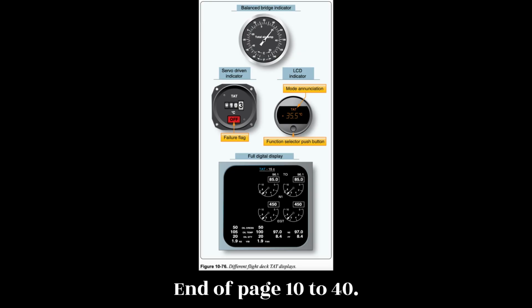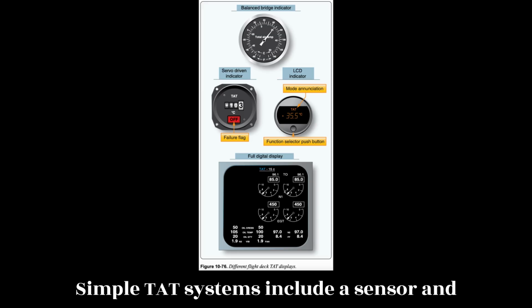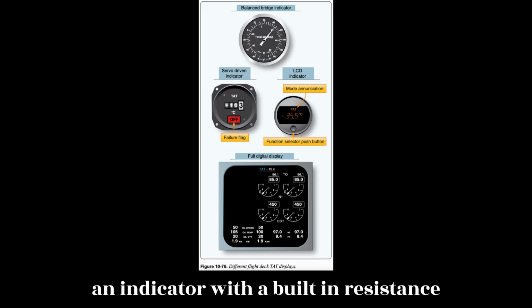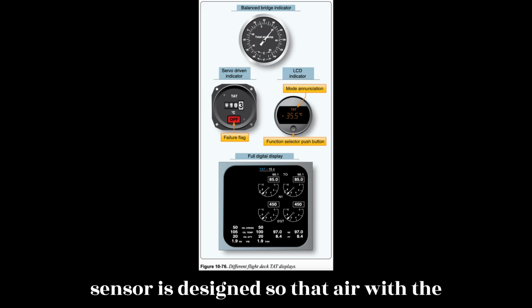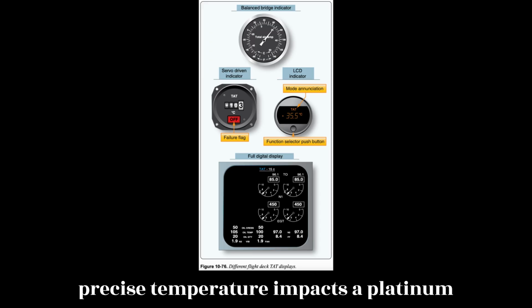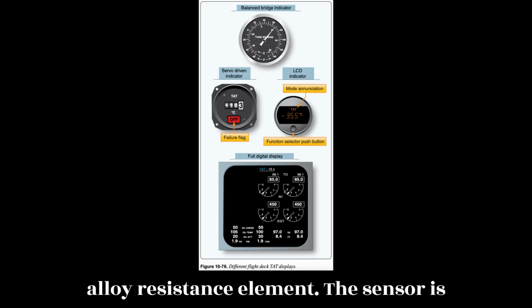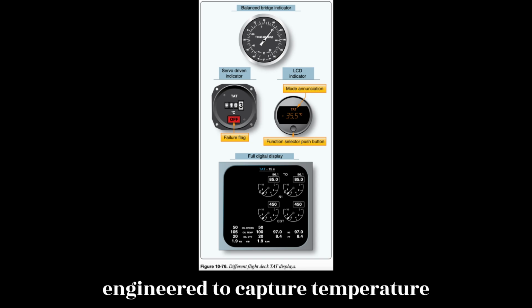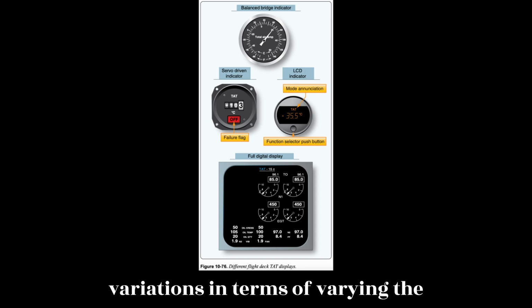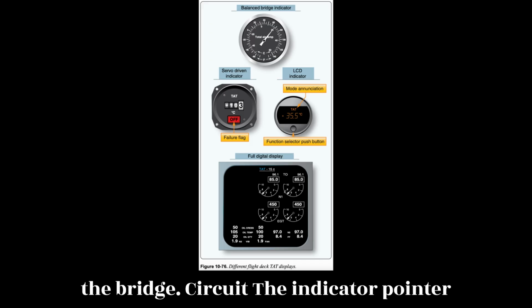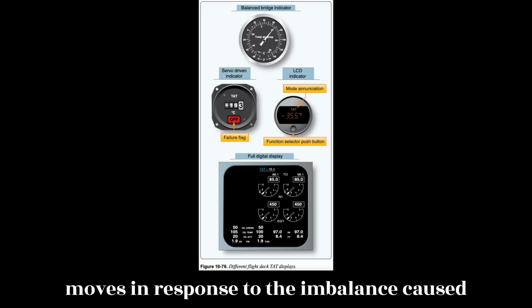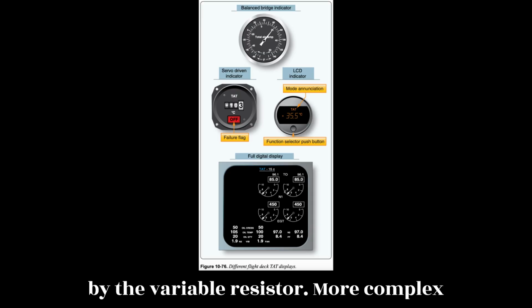End of page 10-40. Simple TAT systems include a sensor and an indicator with a built-in resistance balance circuit. Airflow through the sensor is designed so that air with the precise temperature impacts a platinum alloy resistance element. The sensor is engineered to capture temperature variations in terms of varying the resistance of the element. When placed in the bridge circuit, the indicator pointer moves in response to the imbalance caused by the variable resistor.